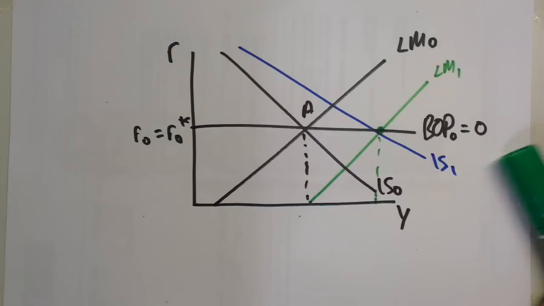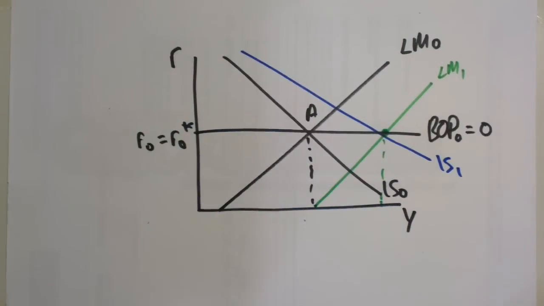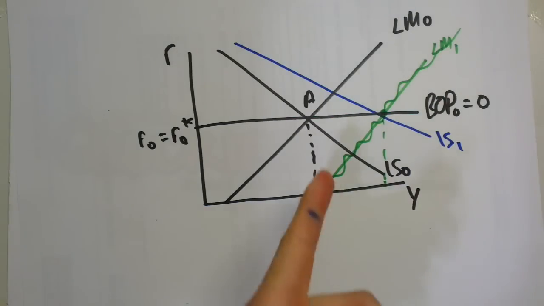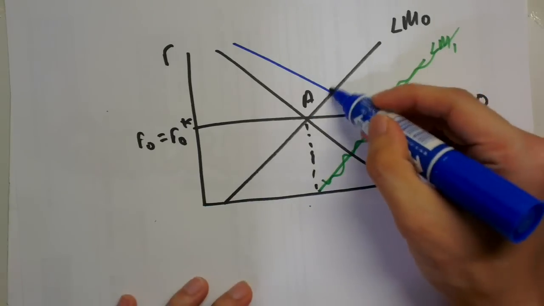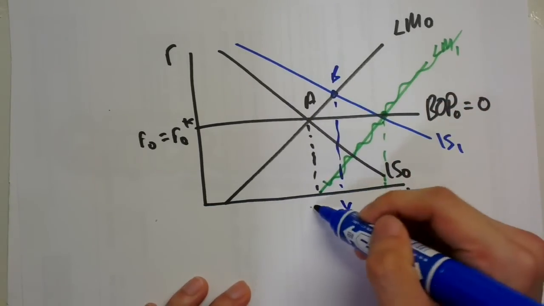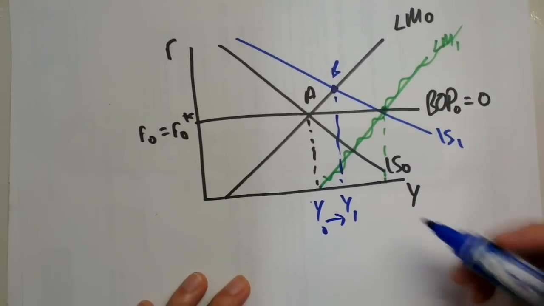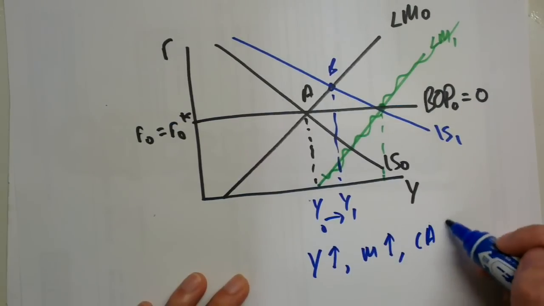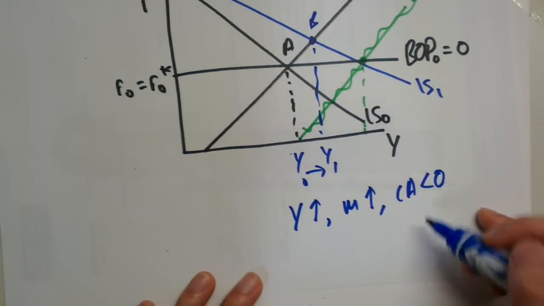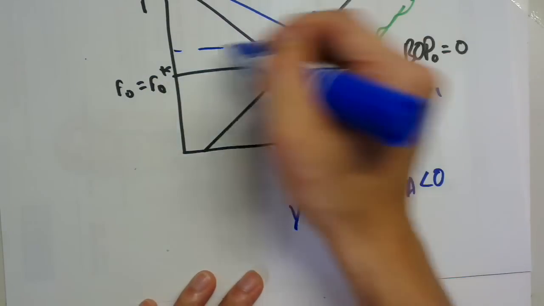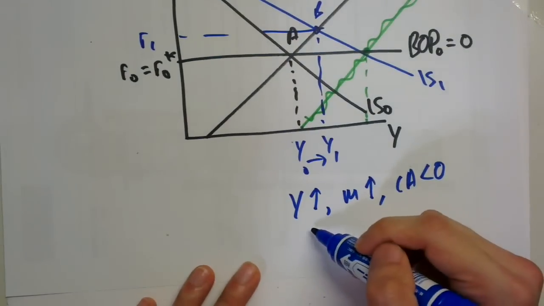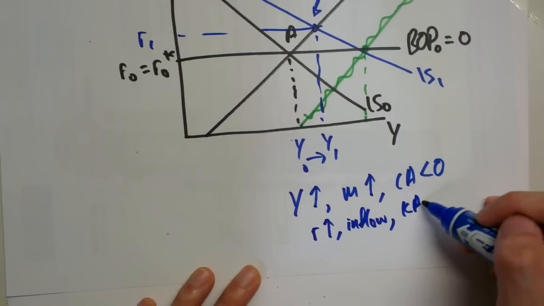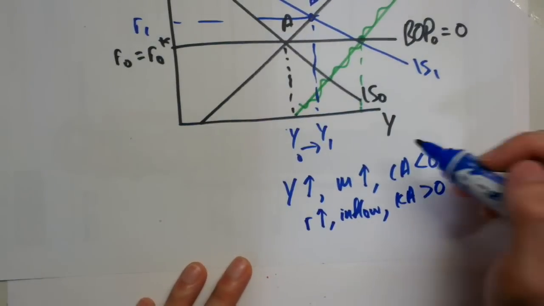Sorry, this is flexible. Oh my god, sorry. This doesn't happen. What happens is that once this goes to here, point B, this is Y. So this increases to this level, so you have Y increase. Your imports are going to increase and your capital account is going to be less than 0. Your interest rate is going to increase as well to R1. So R has increased, so there's inflow. KA is going to be more than 0, so your currency is going to appreciate.